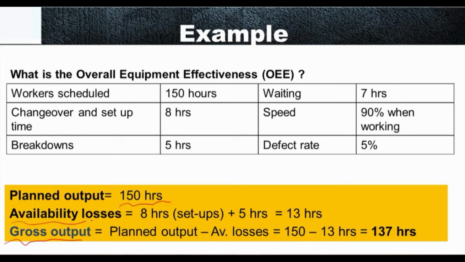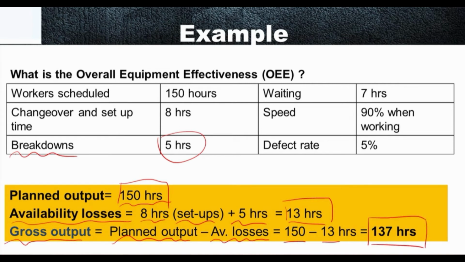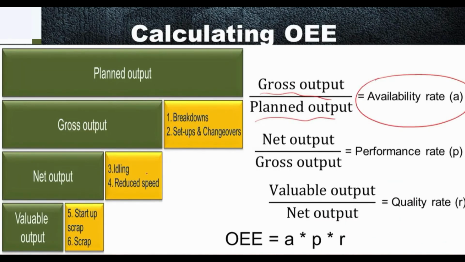The availability losses are the 8 hours for setup and the 5 hours that we lost on breakdowns, which is in total 13 hours. If we reduce this 150 hours, which is our planned output, with our availability losses, we end up with 150 minus 13, which is 137 hours. The next thing that we need to calculate is the net output. Why? Because when we have the net output and we just calculated the gross output, then we can calculate the performance rate.